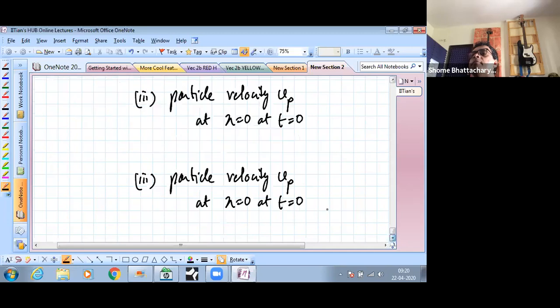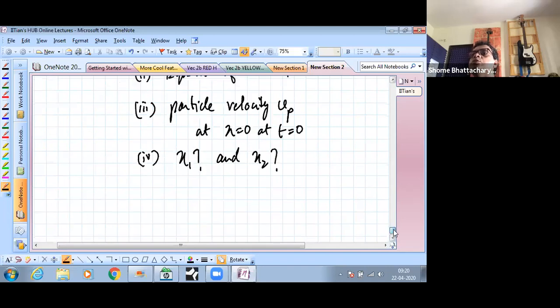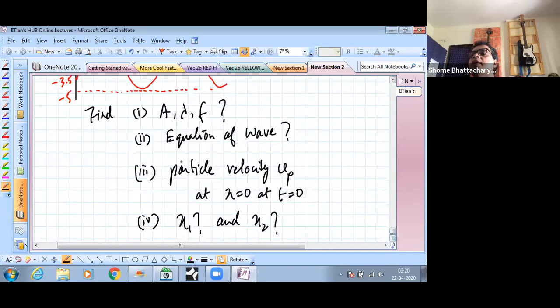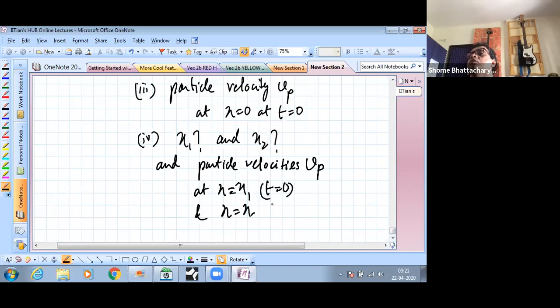And then we have to also determine the value of x1 and x2, these 2 points which I have labeled in the graph, and the particle velocities at x equal to x1, t equal to 0, and x equal to x2 at t equal to 0. So we have to also determine this. So these are all the things that we have to find out in this question.